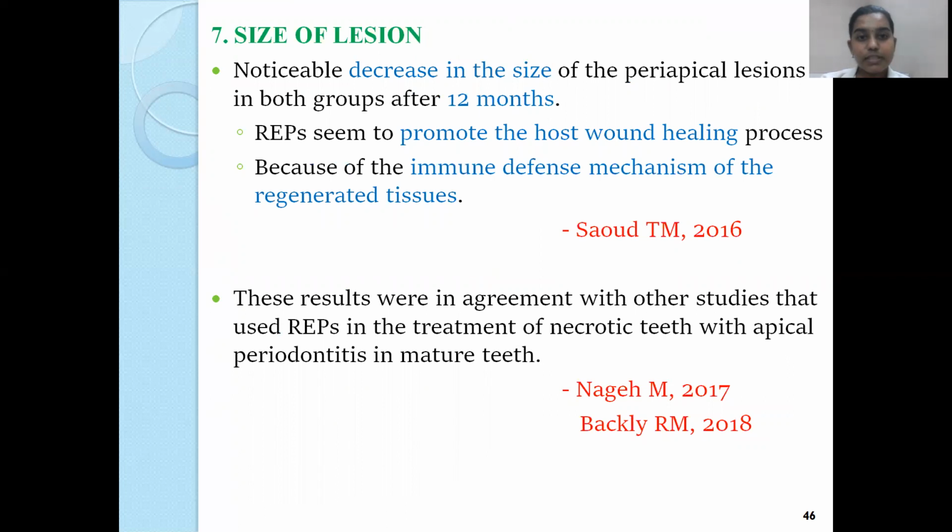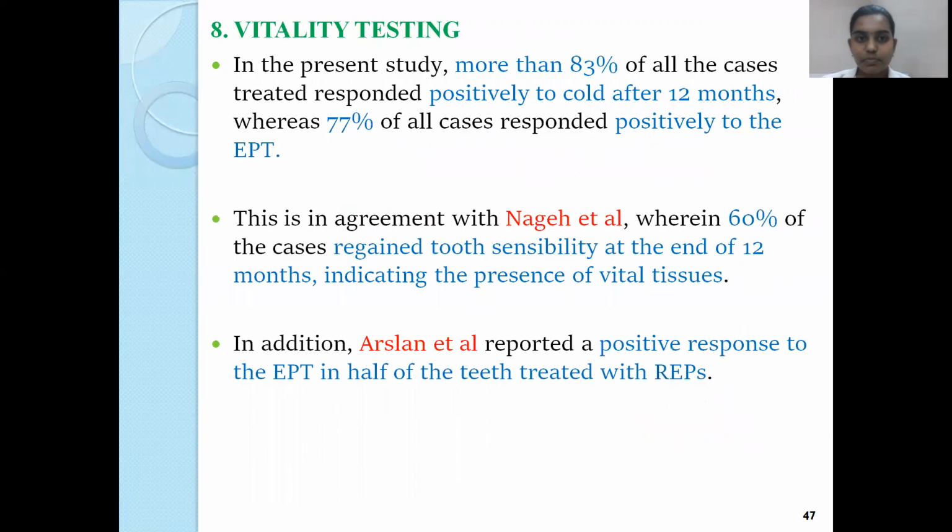Noticeable decrease in the size of the periapical lesion was seen in both the groups after 12 months. Regenerative endodontic procedure seems to promote the host wound healing process because of the immune defense mechanism of the regenerated tissues, by Saud et al. These results were in agreement with other studies that used regenerative procedure in the treatment of necrotic teeth with apical periodontitis in mature teeth by Nigay et al.